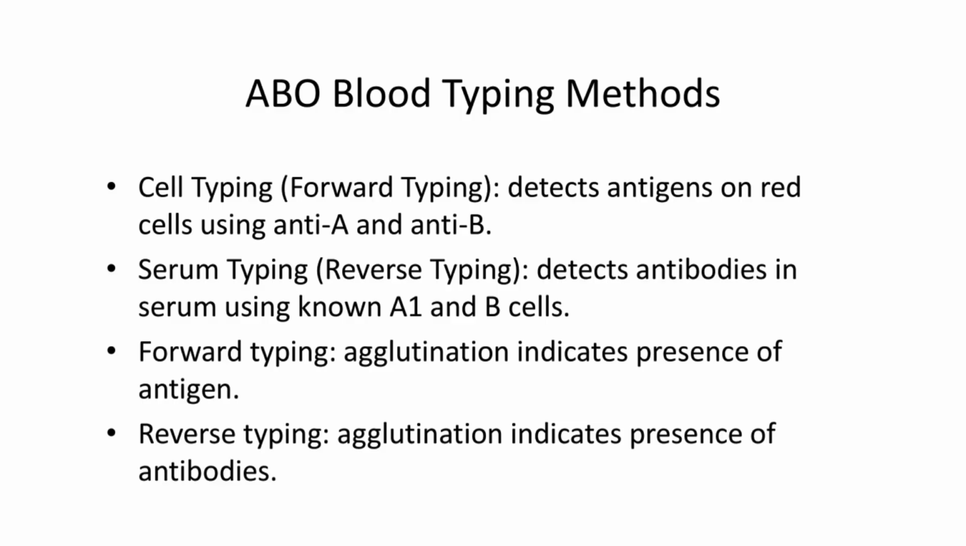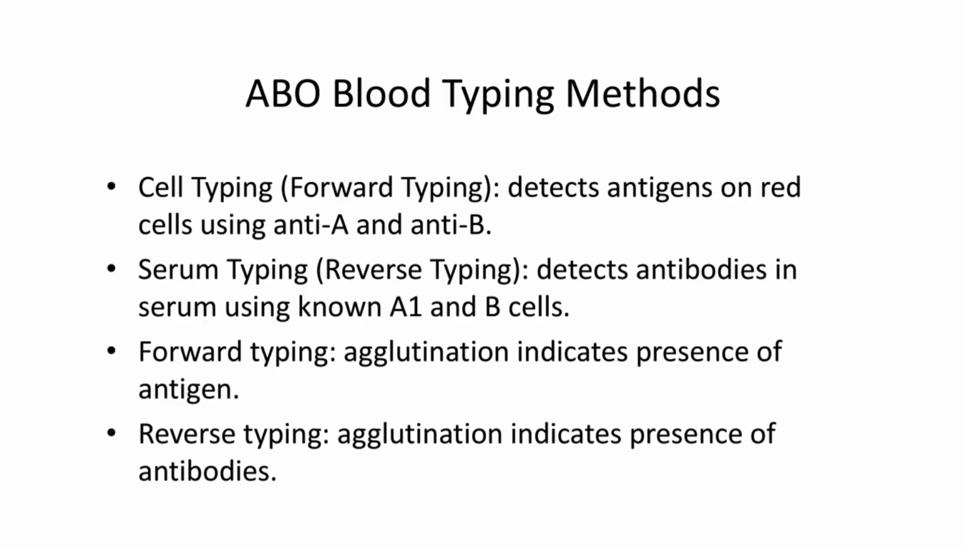Cell typing, forward typing, by tube method. In forward typing, the goal is to detect antigens on the surface of red blood cells. This method uses reagent anti-A and anti-B antibodies, and the testing is conducted at room temperature. The procedure involves mixing unknown red cells with the reagent antisera.